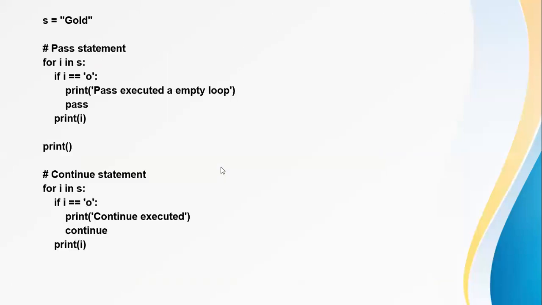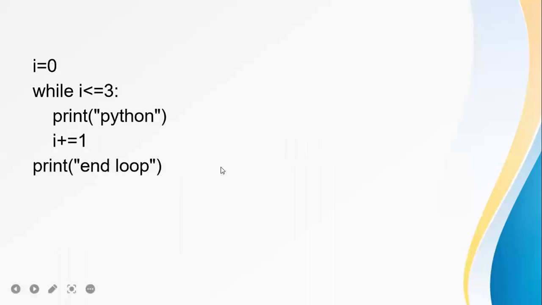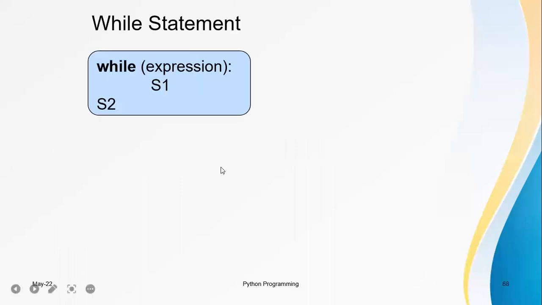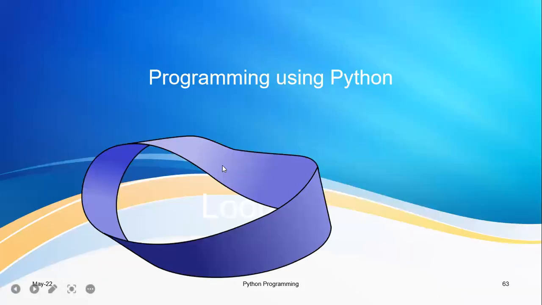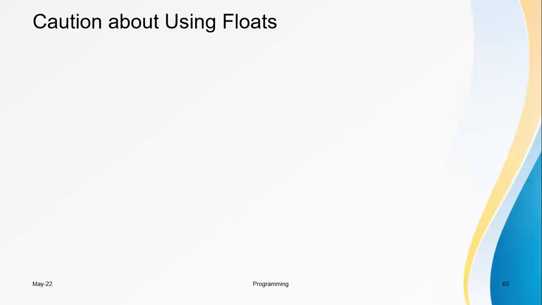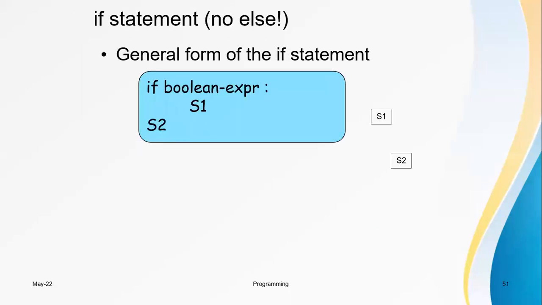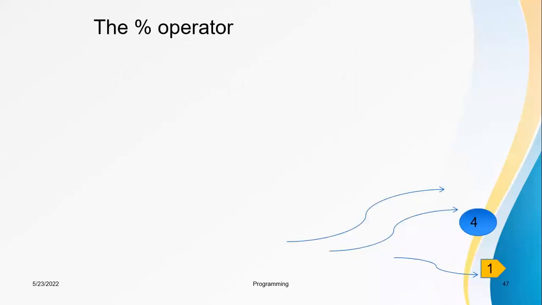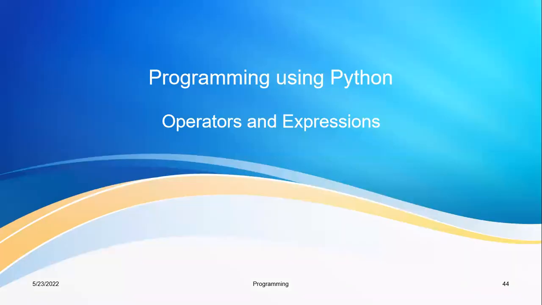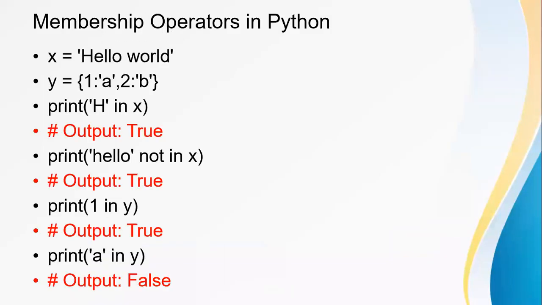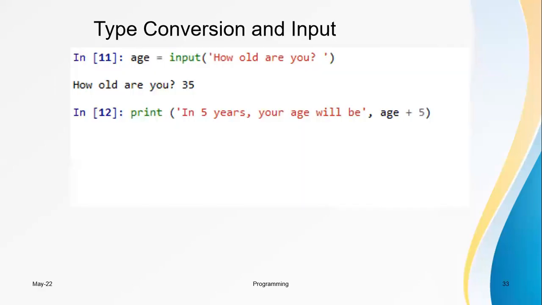So we have done a lot of things like while loop, then if and else statements. Of course, for loop we have to discuss a few more. And then nested if, what is break, continue, pass. All these statements we have discussed already.